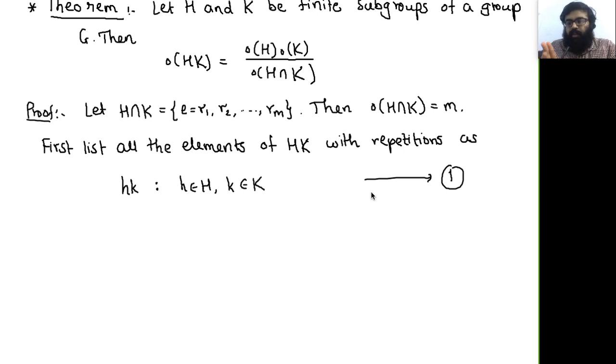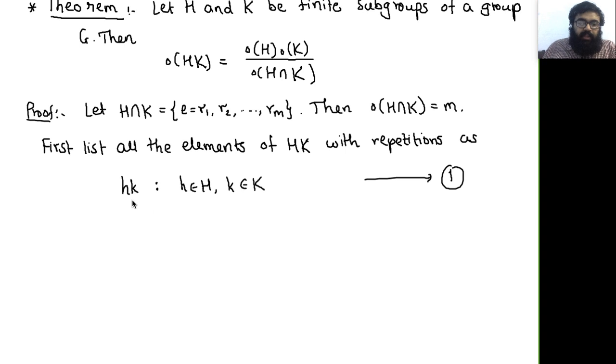Now we know the repetitions, as we have seen in the example in the previous video. We know how many repetitions there are. Each element will be repeated as many times as the number of elements in H intersection K. So here we show that each element is repeated m times, right? So that is our target.